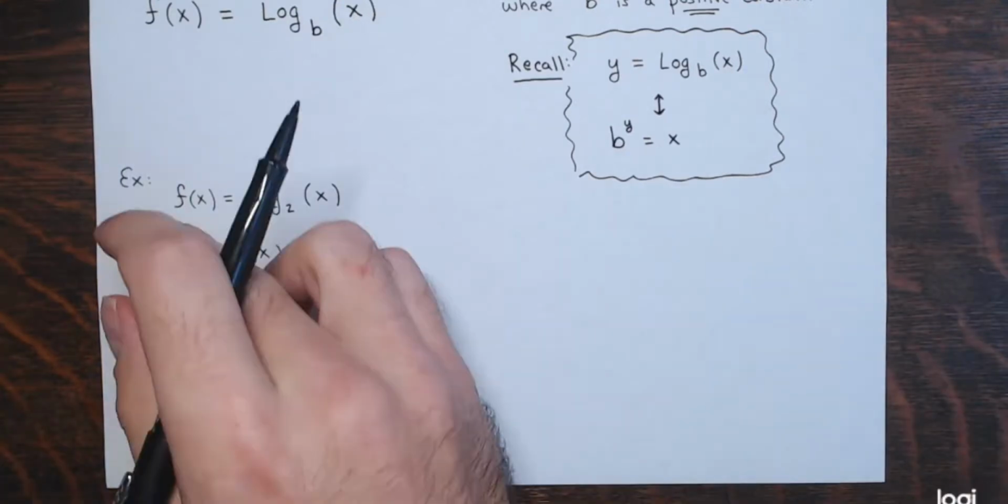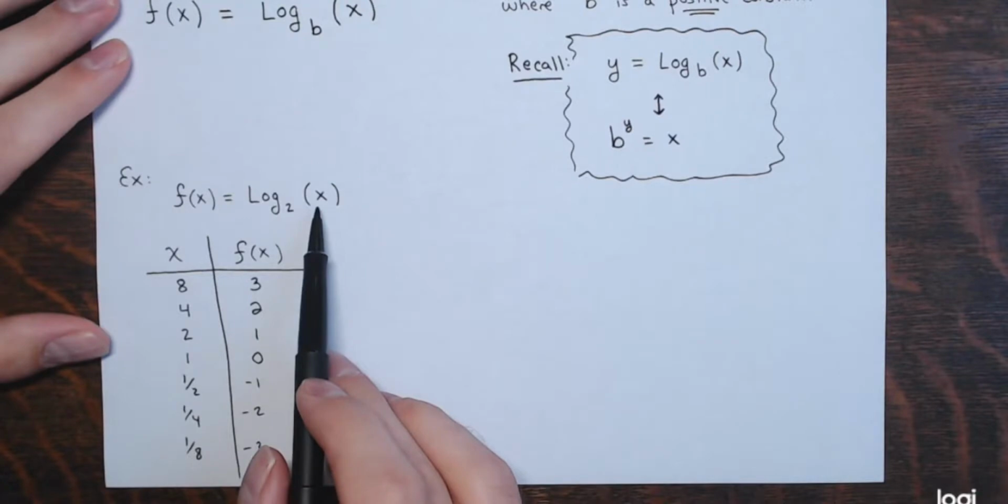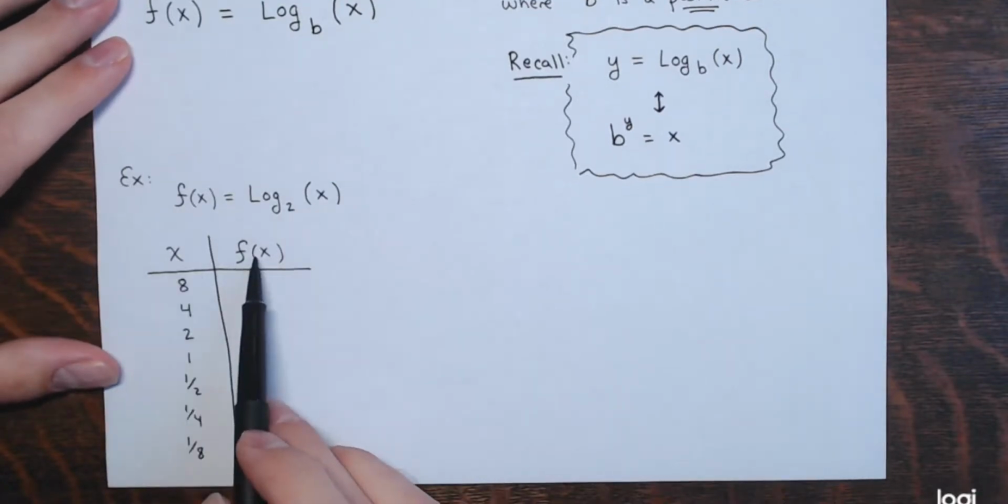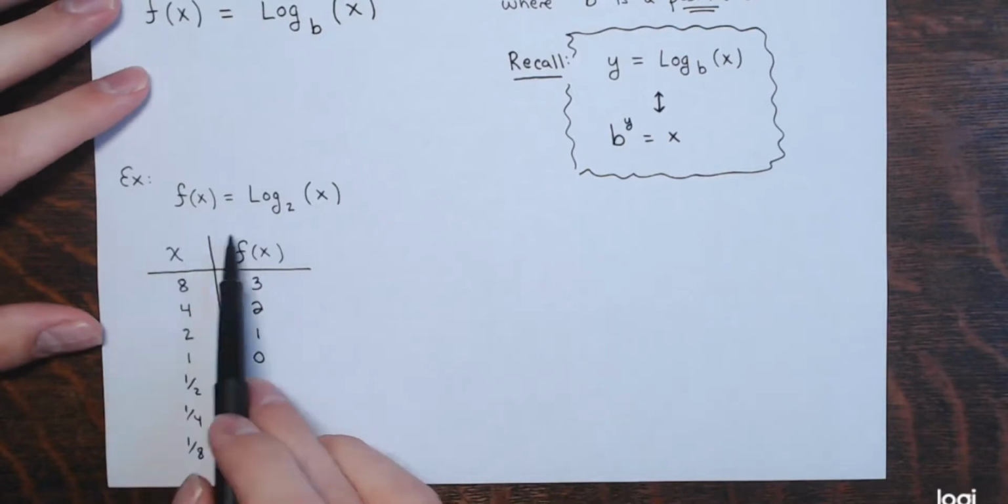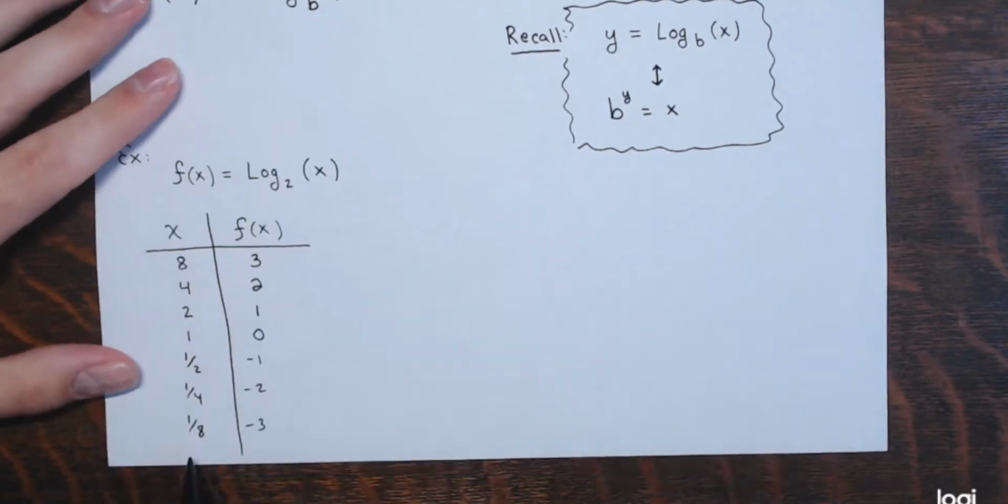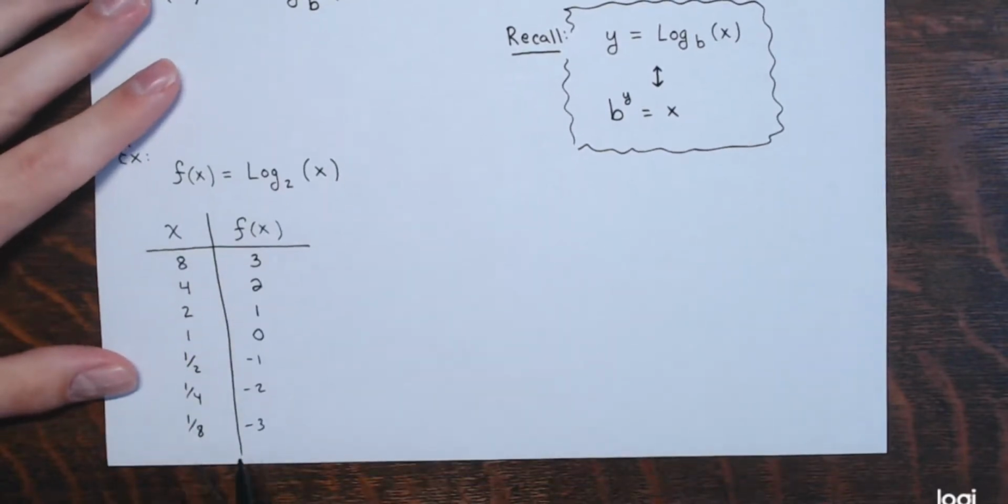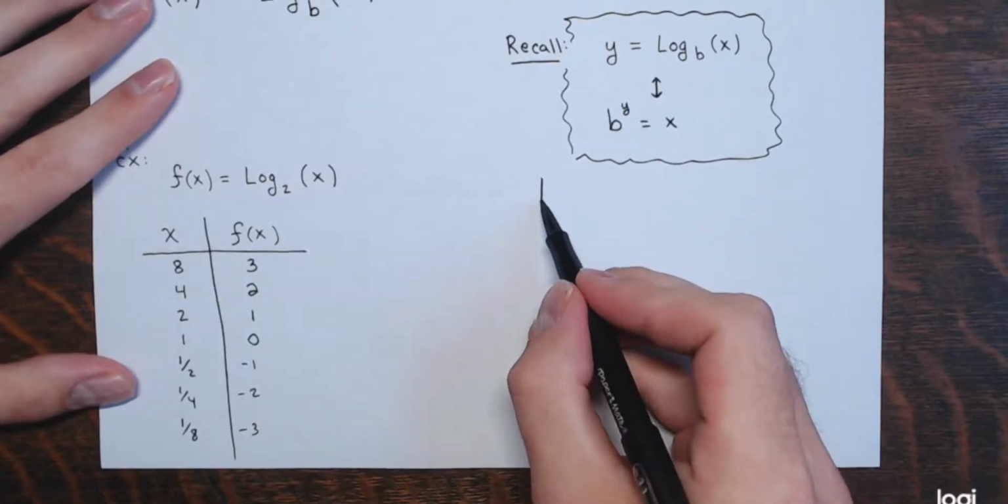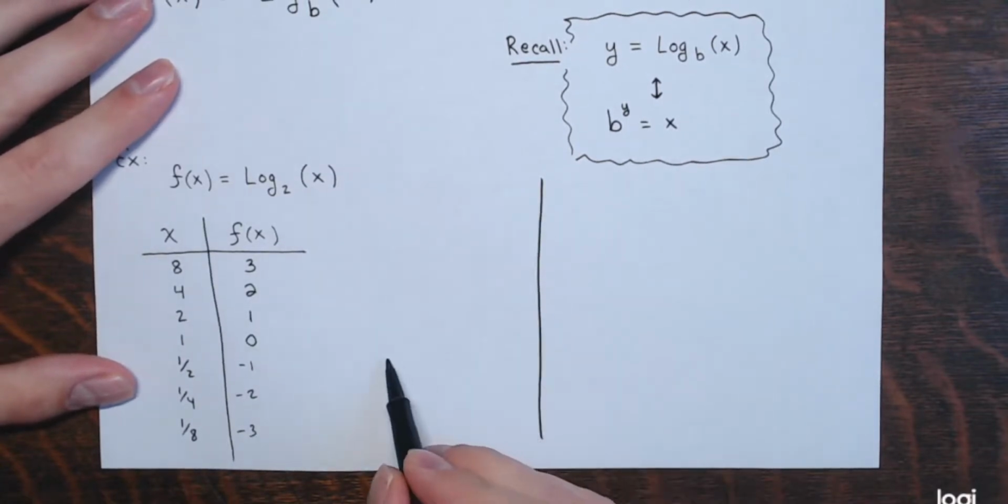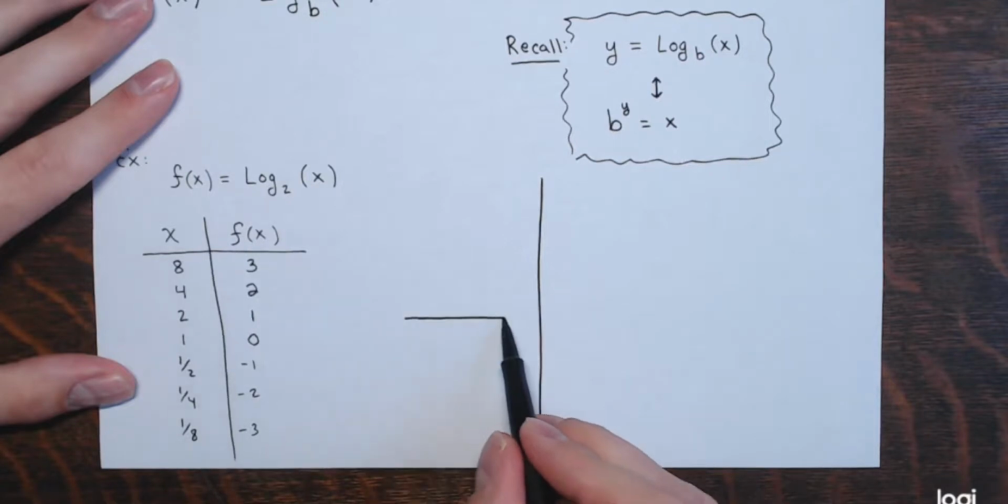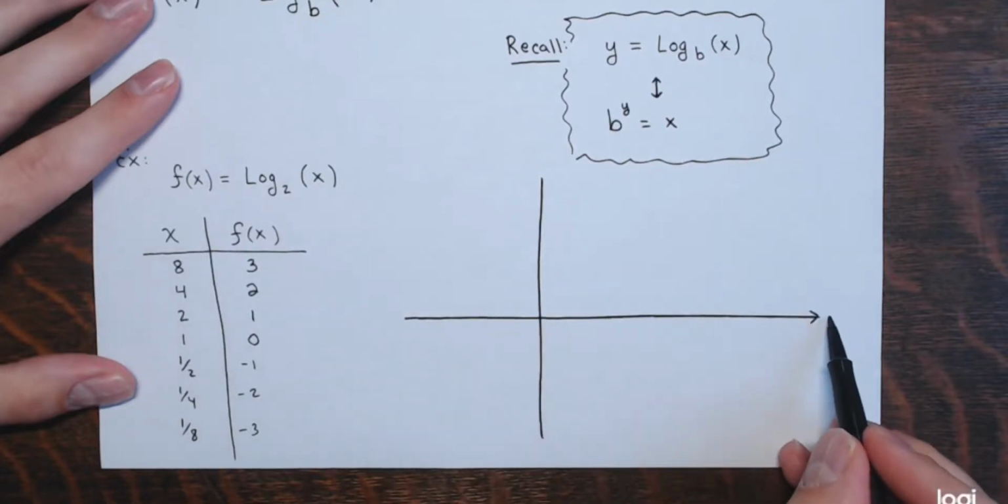And again, I can do this all day long. Just plug in different powers of 2 for x. So if I plugged in 16, the output would be 4. If I plugged in 32, the output would be 5. If I plugged in 1/16, the output would be -4, and so on. And I'll make a quick sketch of this graph on the xy plane.